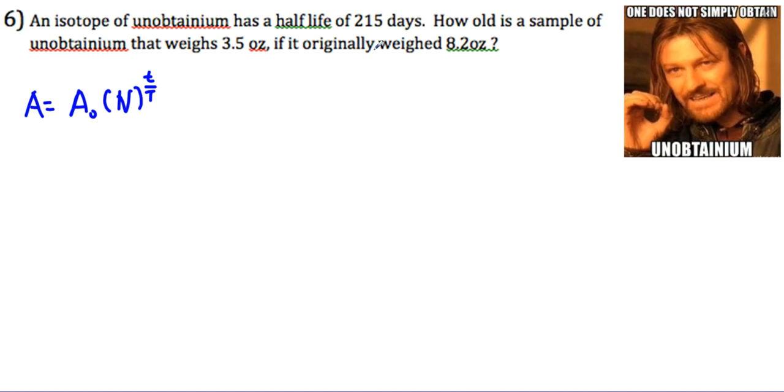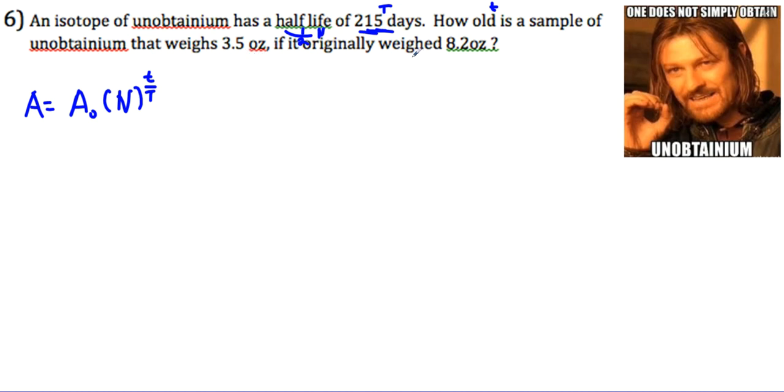Okay, so we have a half-life of 215 days. So this half-life, this is going to be our n, 1 over 2. This is our n. And this is our term of time, so this is going to be our big T. So how old is the sample? We're basically looking for little t. This is the time period that we're looking at, because big T is the cycle. It takes 215 days for it to accomplish half, and then little t is the time period we're looking at. We don't know that.